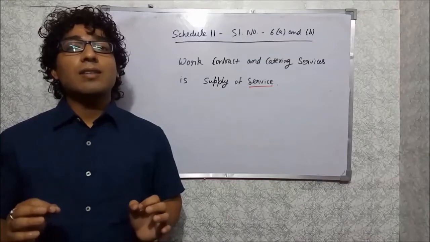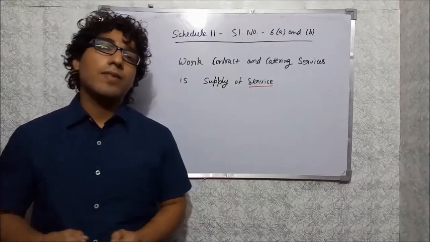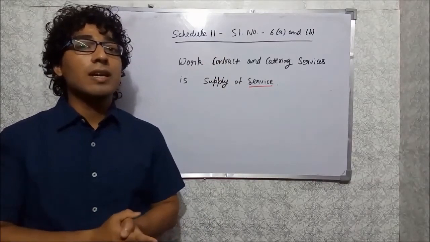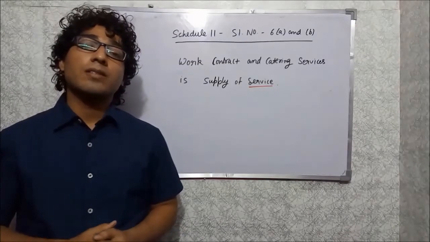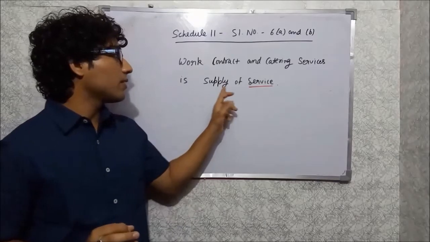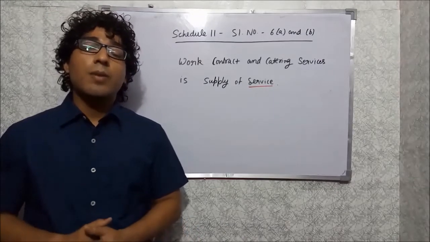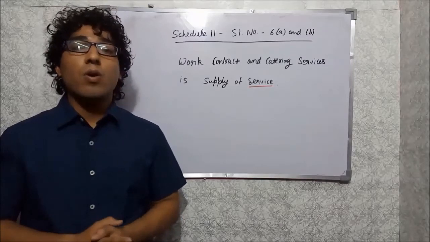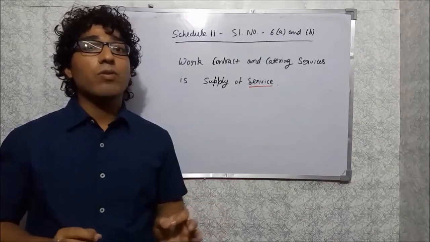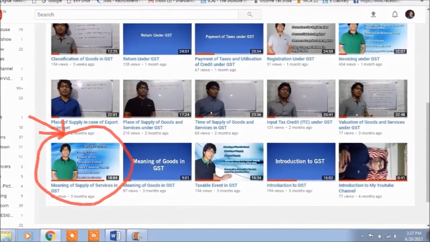But here I will just give you the answer to whether the work contract will be treated as a supply of goods or supply of service. The answer is given under Schedule 2. Serial numbers 6A and 6B of Schedule 2 answer whether work contract and catering service is a supply of service or a supply of goods. It says that work contract and catering service is a supply of service. So the work contract is a supply of service. It's not a supply of goods under GST. But if you want to know how to value the work contract, or what exactly is the taxability of the work contract, then you have to check out my other video related to the meaning of supply of service under GST. Check out the video if you want to know more about it.